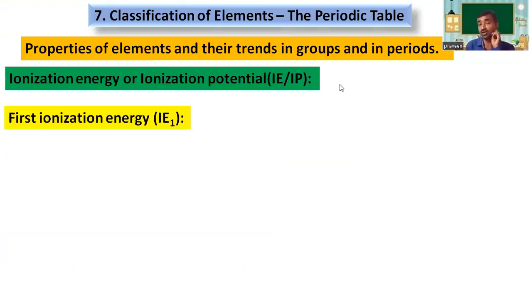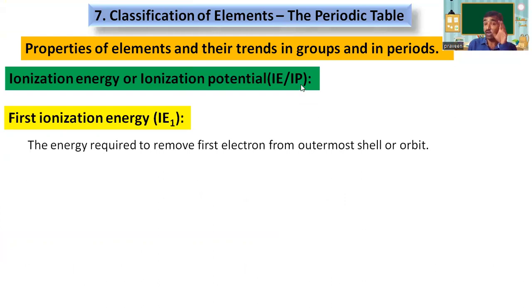What units? Kilojoule per mole. So the ionization energy types there: first ionization energy, second ionization energy. What is first ionization energy? If you are trying to remove the first electron from the valence shell, that energy is called first ionization energy. So the amount of energy you use to remove the first electron from the valence shell is called first ionization energy, right?